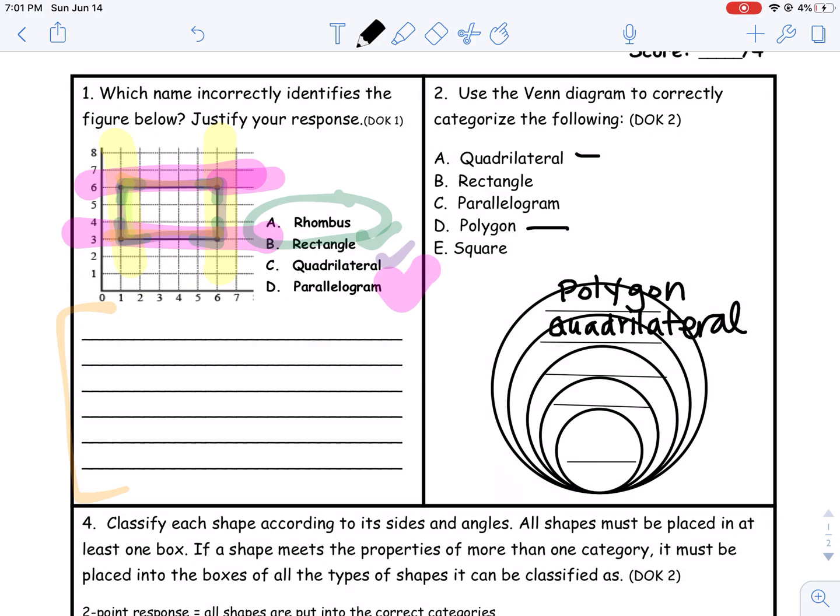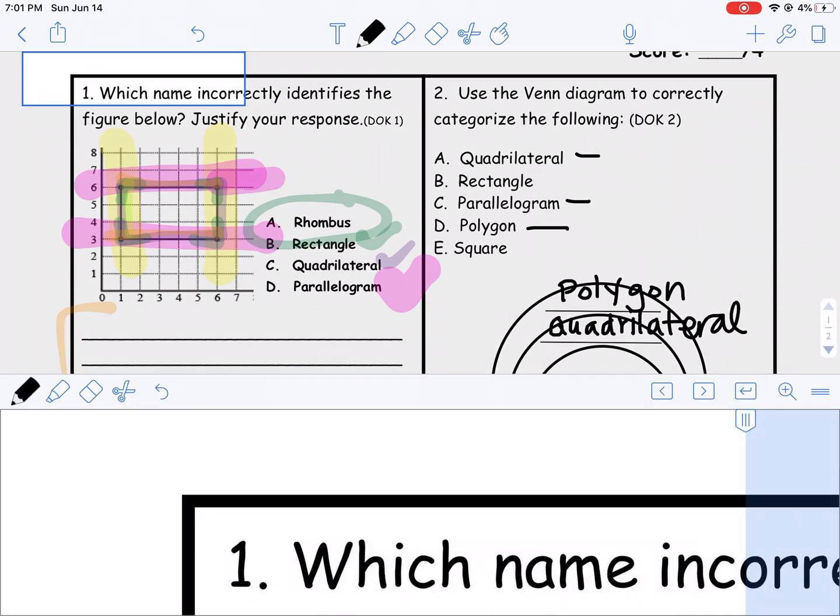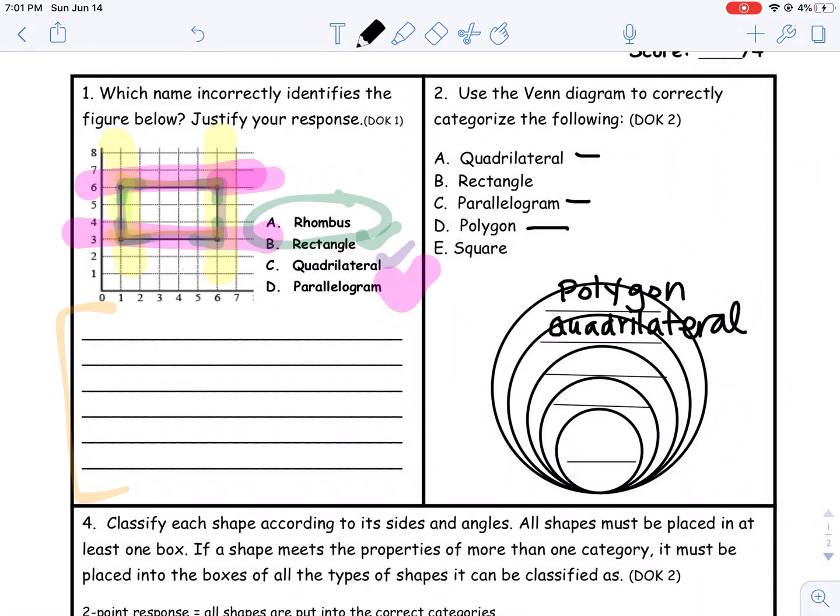Next, I have a parallelogram, and that means, what did I just do? A parallelogram has 2 sets of parallel lines. Oh, I keep touching that.